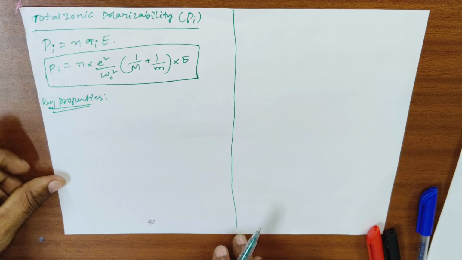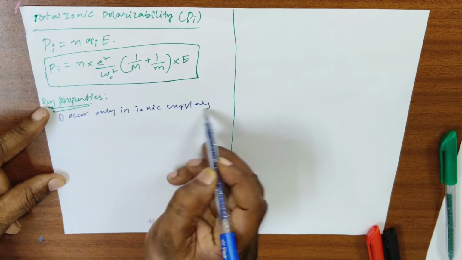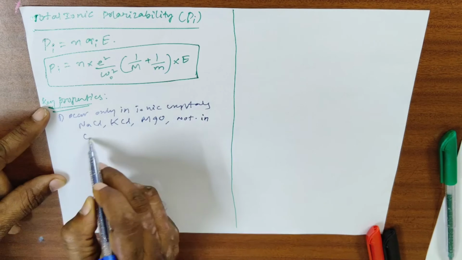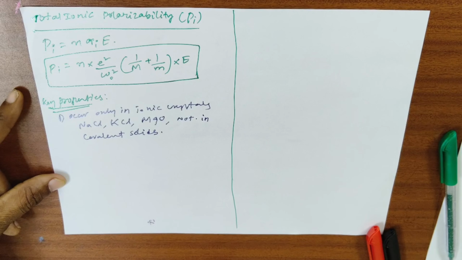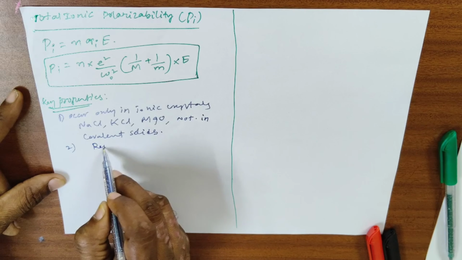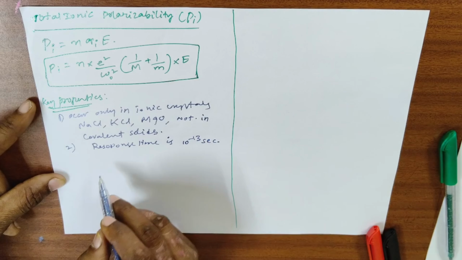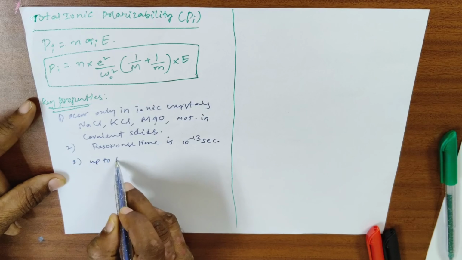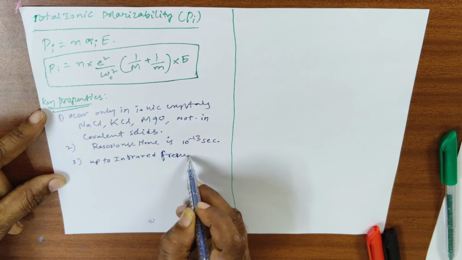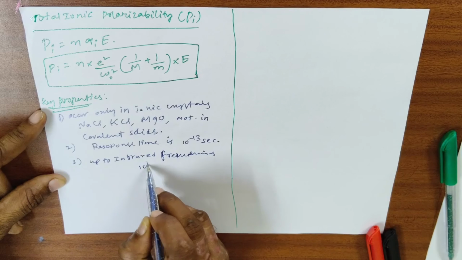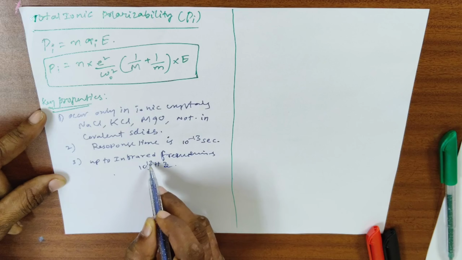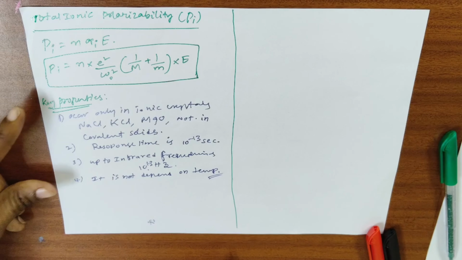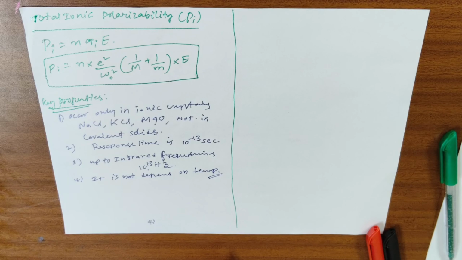Key properties: it occurs only in ionic crystals like sodium chloride, potassium chloride, and magnesium oxide, not in covalent solids. It is slower than electronic polarization. Its response time is 10 power minus 13 seconds. It is typically smaller than electronic polarization. It operates up to infrared frequencies, around 10 power 13 Hz. At lower frequencies up to 10 power 13 Hz we will see ionic polarization in the materials. It is not dependent on temperature. This is all about ionic polarization and ionic polarizability.